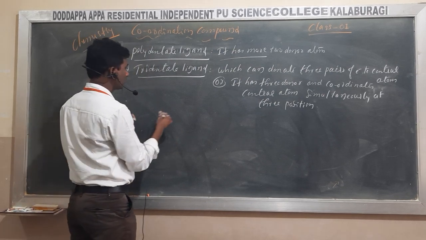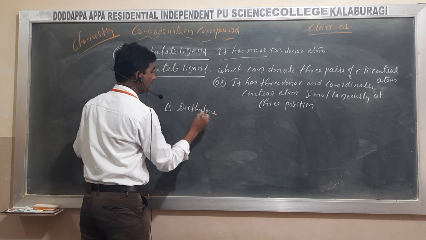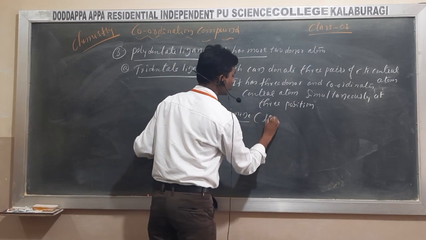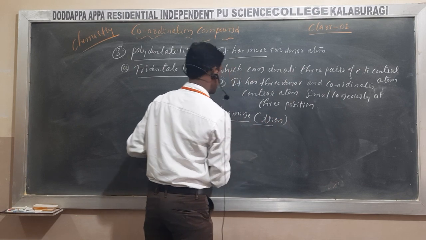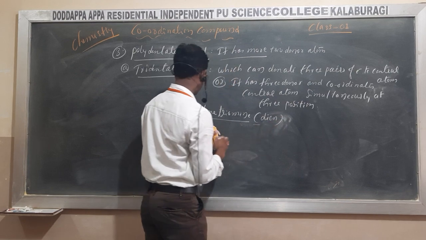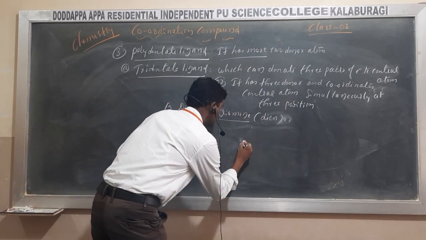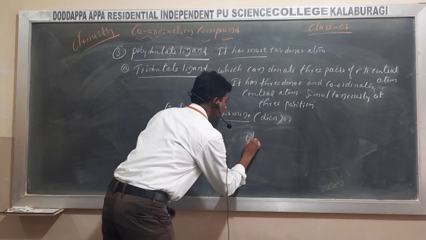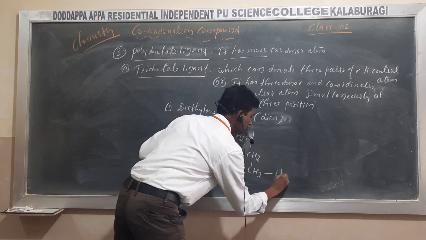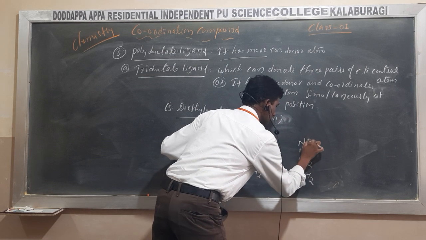Example for tridentate ligand, I can write here diethylene triamine. Shortly we can write it as dien. Sorry, not trien, dien. Di means diethylene, so diethylene triamine. So I can write the structure of diethylene triamine. First I can write NH2, next CH2, next CH2, next NH, next CH2, next CH2, next NH2.